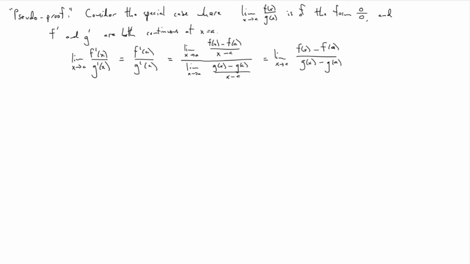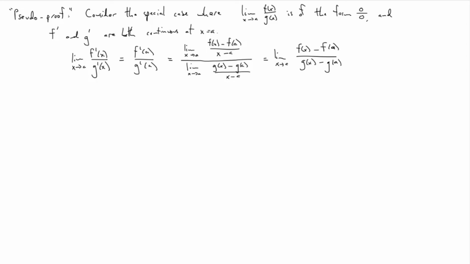And then applying the limit laws, the quotient of the limits is the limit of the quotients, and you can do a little algebra and the x minus a's cancel, and you come out with the limit as x approaches a of f of x minus f of a all over g of x minus g of a.